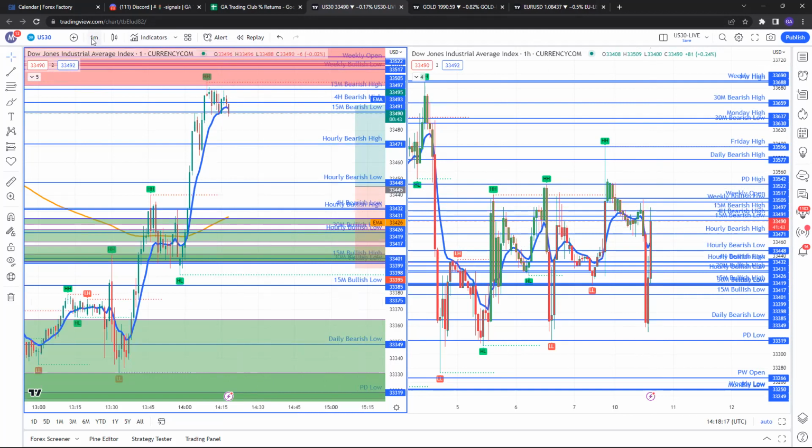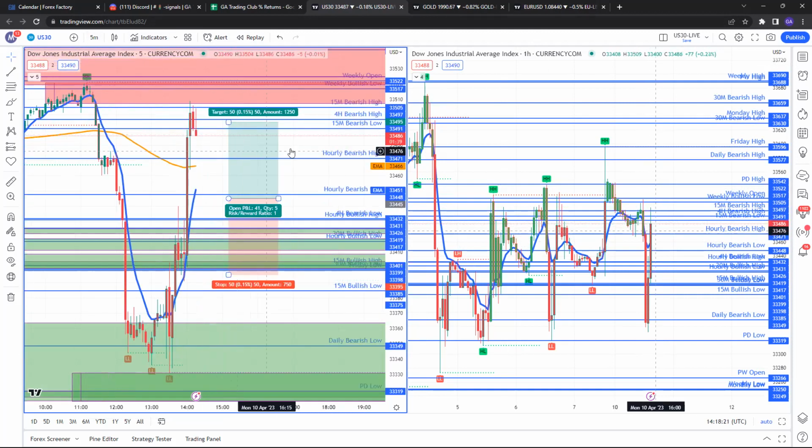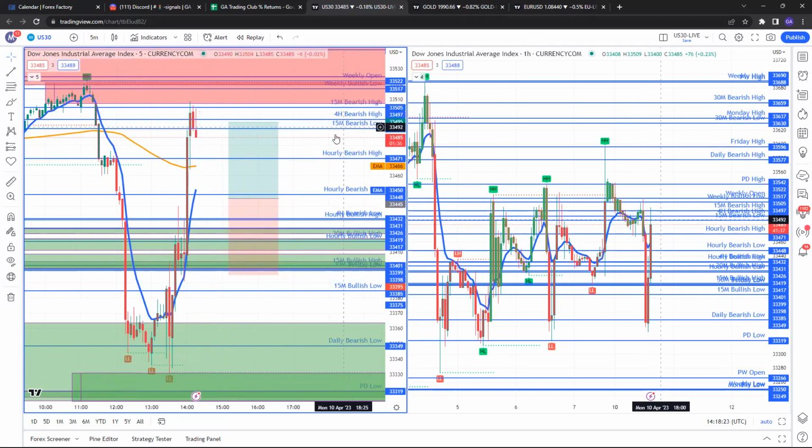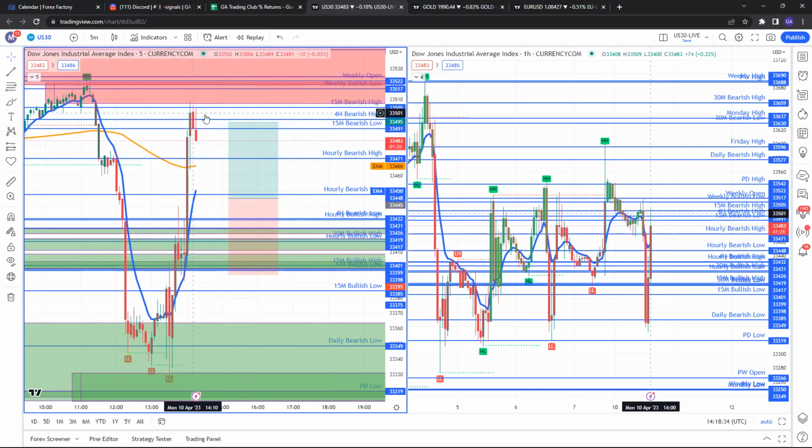There definitely are sell zones right here. Now, if it aligns with any of your confluences, remember, we do have a 4-hour bearish high, a 15-minute bearish low, and a 15-minute bearish high. So keep in mind, if that aligns with your confluences, feel free to enter sells on US30. But for me, the reason I'm not entering sells on US30 is that the momentum is pretty much for a buy.